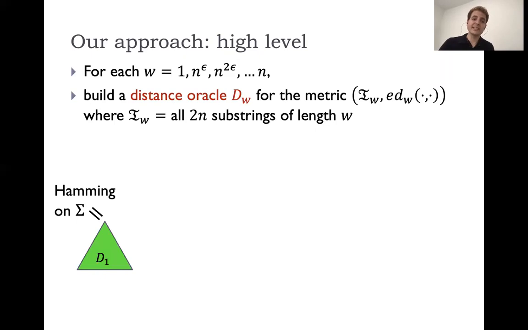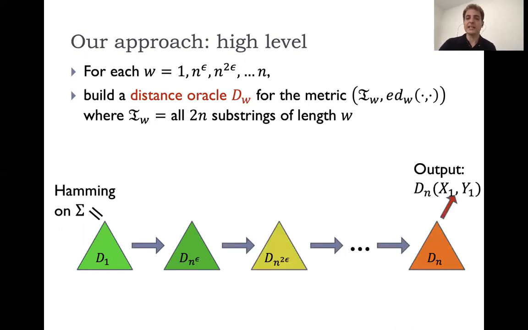Right, so the first data structure is simple: we do hashing, or we do hamming over sigma, and we get a data structure that shows all the clusters of single characters of sigma. And every time we're going to build a new data structure using the previous data structure. And in the end, we're going to output what is the distance between x1 and y1. And this will approximate the distance between the entire strings, because now we're going to approximate the interval of the full length.